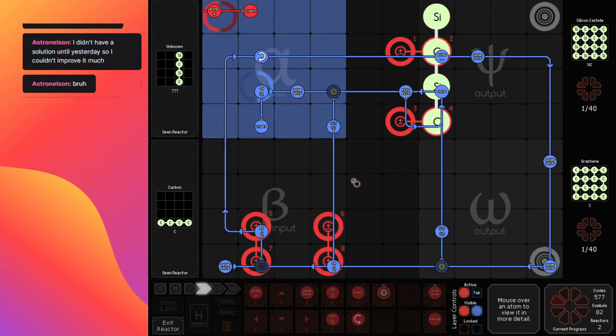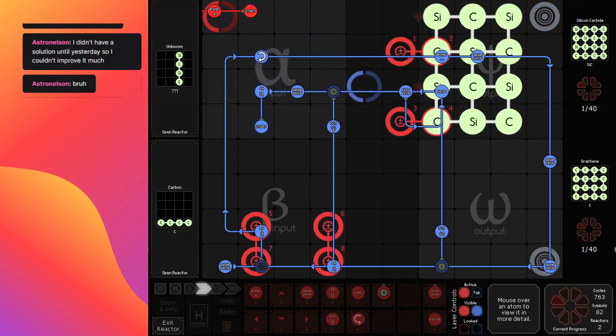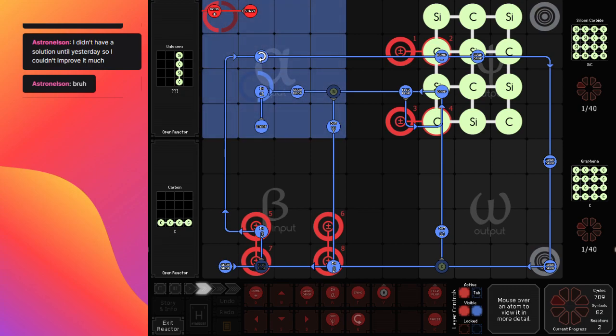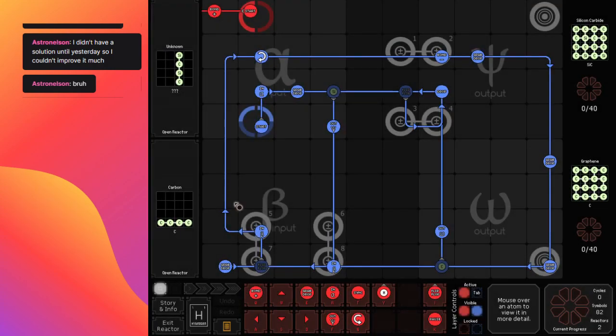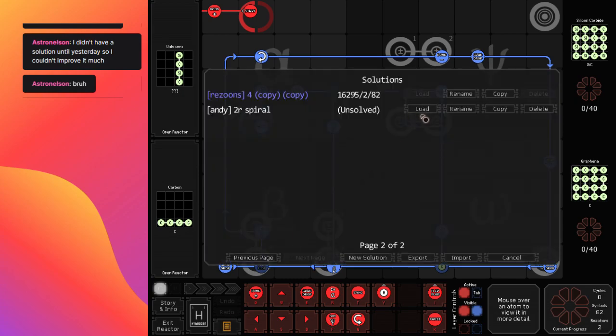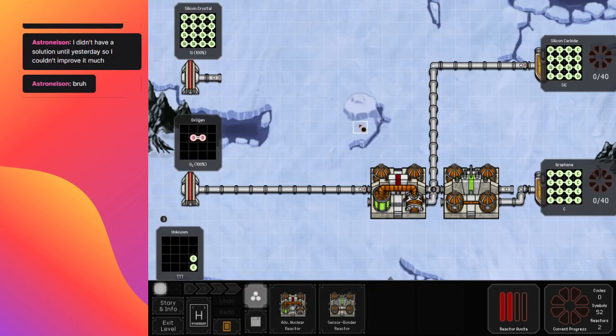Well, that is how you get to 82 symbols, 7 symbols fewer with 2 reactors, but there is one more solution that is ahead of everyone else. First, congratulations on second place, Resumes, on a very clever solution. 16,000 cycles, also decently fast. And Andy is at 52 symbols.